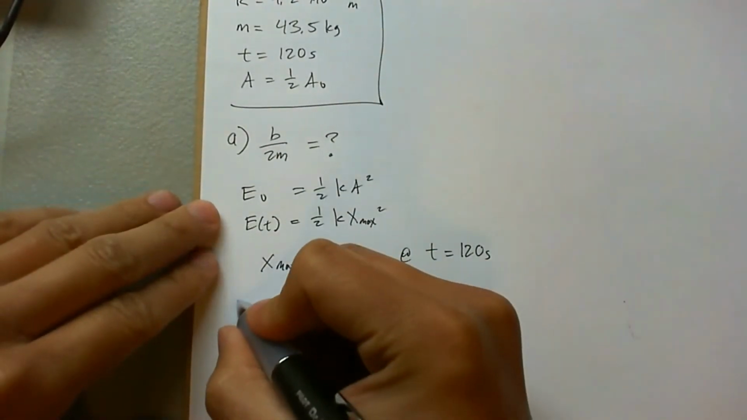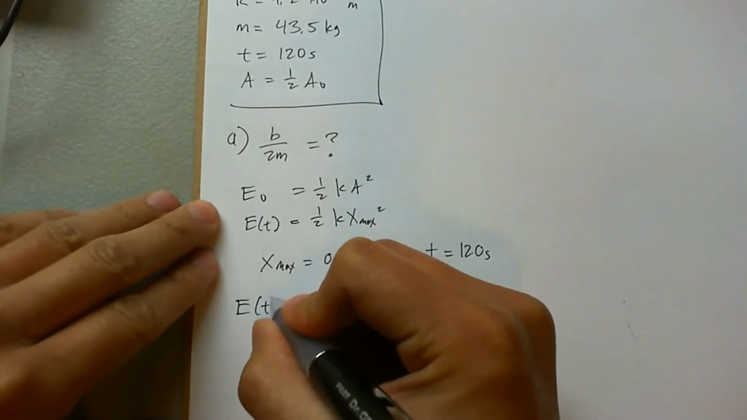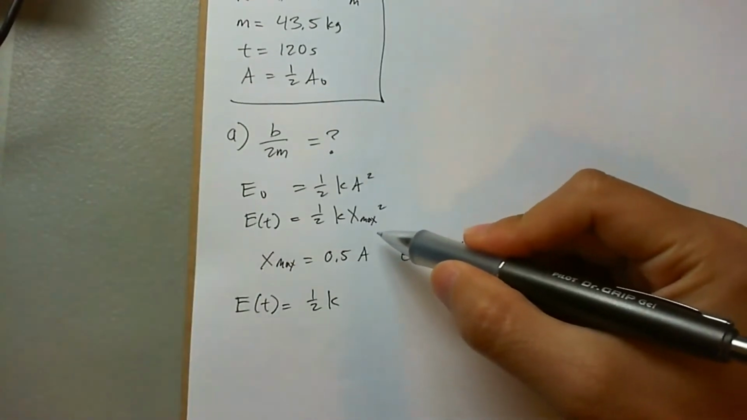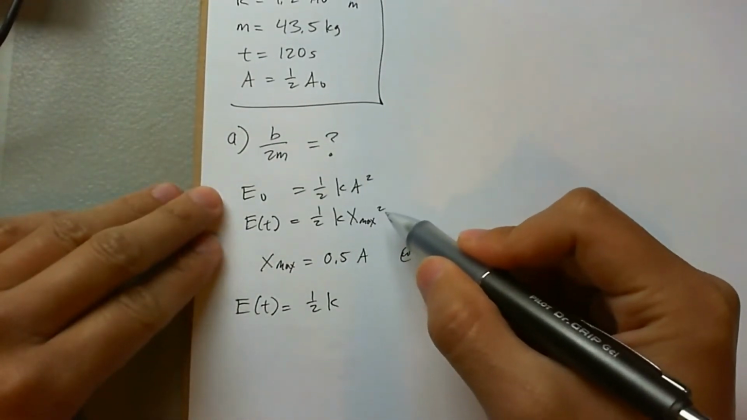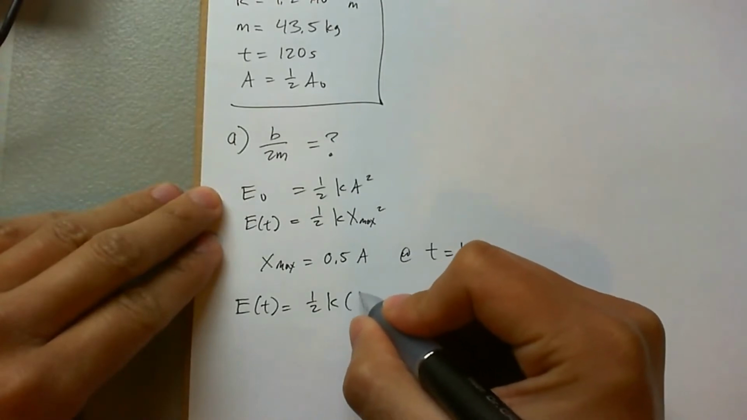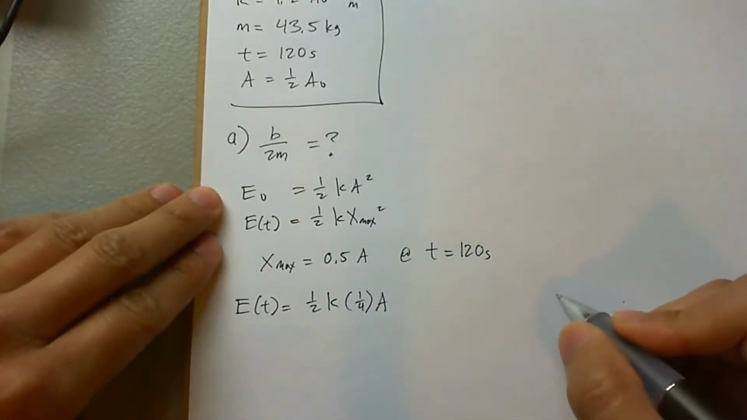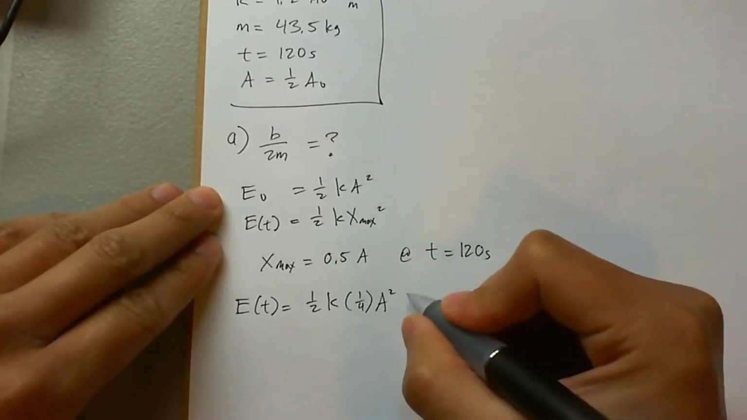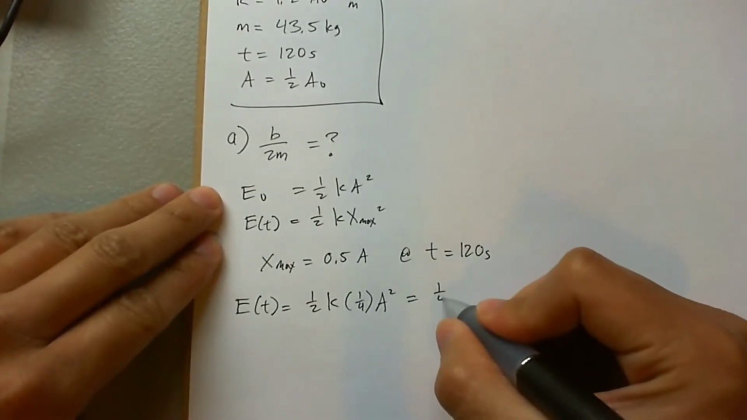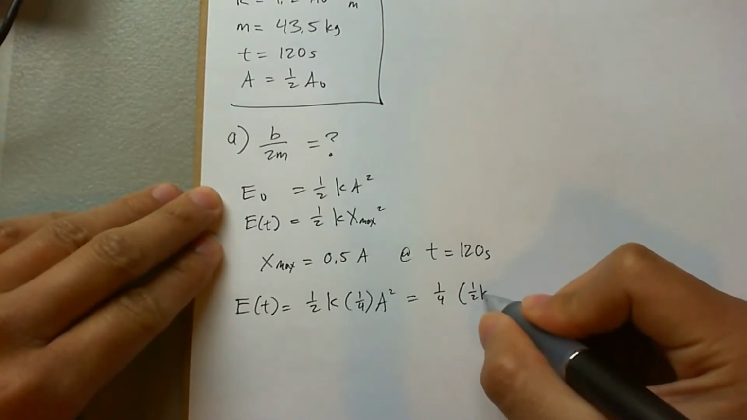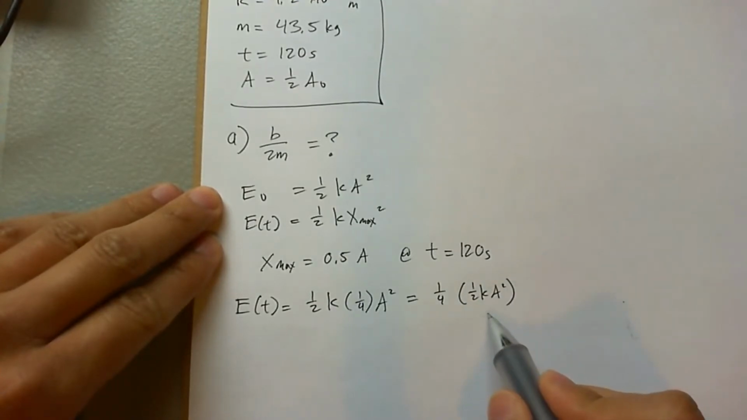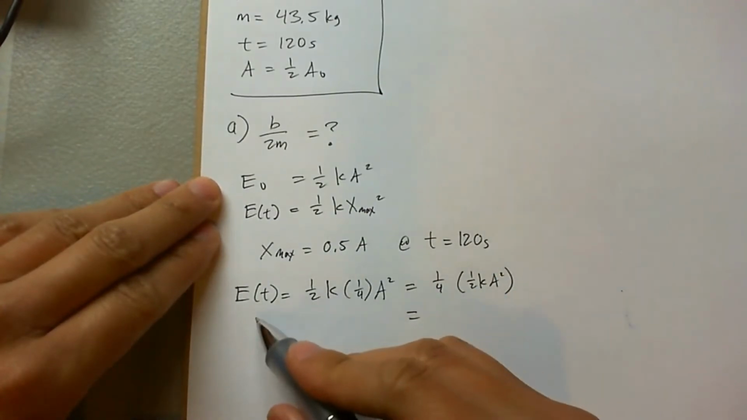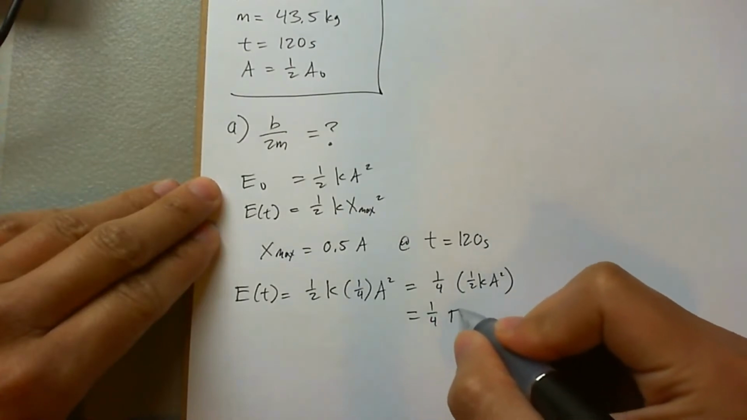So let's find what E of t is with respect to E naught. E of t is going to be 1/2 K, and now x max is going to be half of A. If you take the square of that, it ends up being 1/4 of A squared. If I take that 1/4 out in front, this is now 1/2 K A squared, which is E naught. So therefore, after a time of 120 seconds, the energy in the system is going to be 1/4 its initial energy.